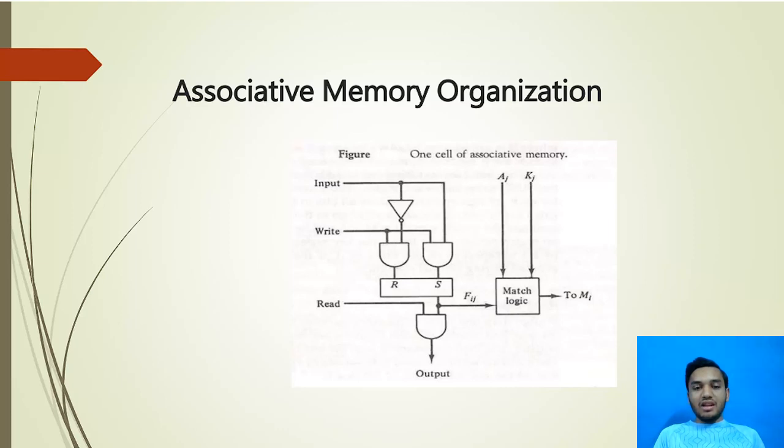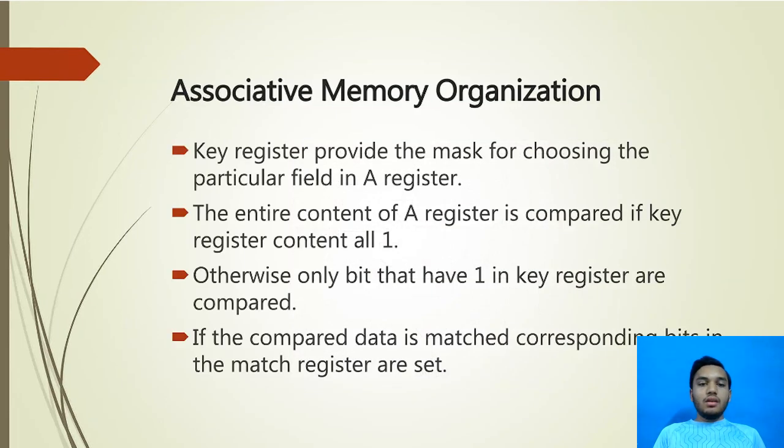This is also the architecture of associative memory, in which we have one input and one write. We have many OR gates, AND gates, and NOT gates in this architecture. The key register provides the mask for choosing the particular field in a register. There are two types of mask, unmasked and masked characters. The entire content of a register is compared if the key register content is all 1. Otherwise, only the bits that have 1 in the key register are compared. If the compared data is matched, the corresponding bits in the match register are set.